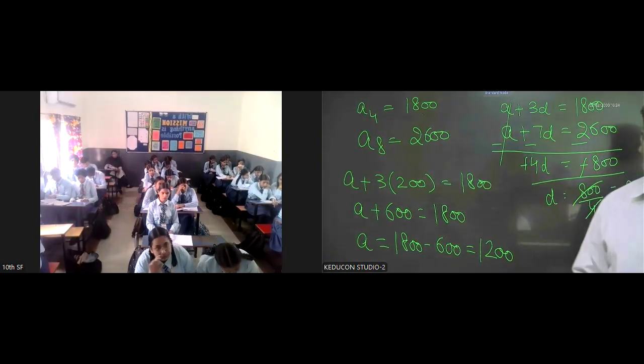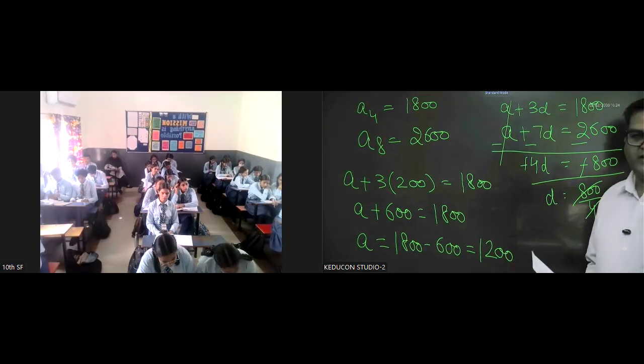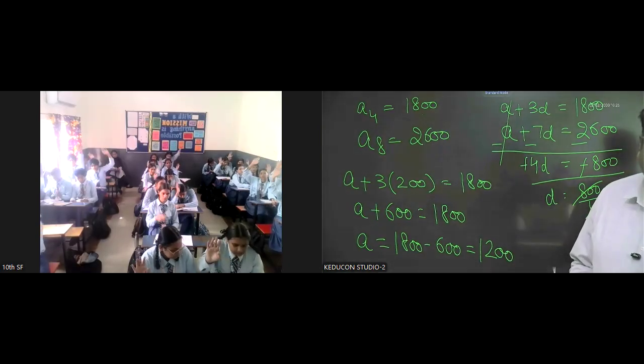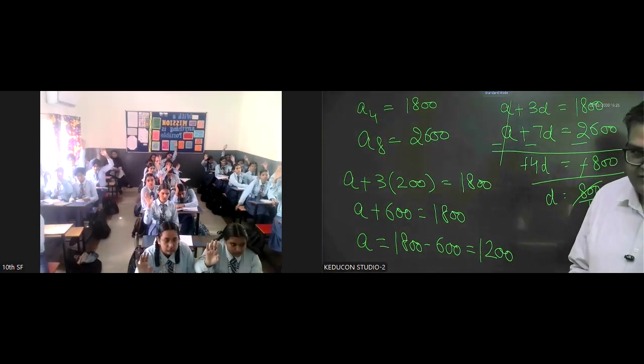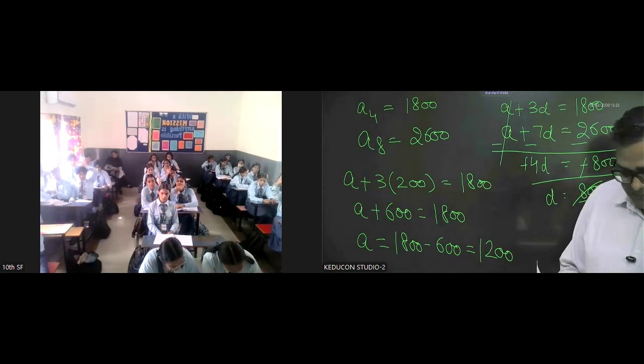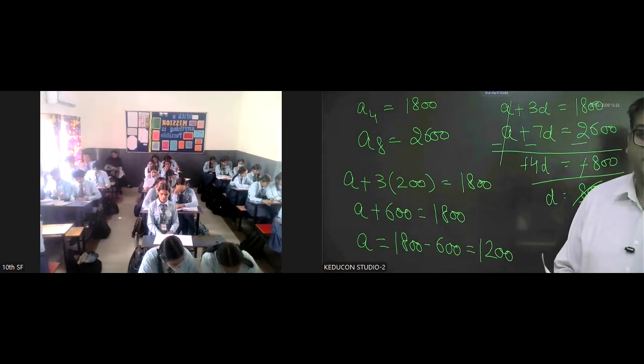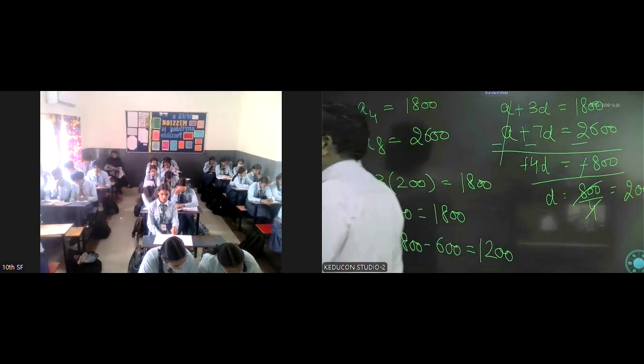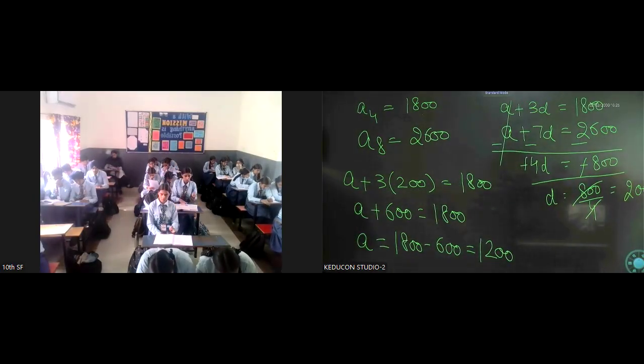If all of you have understood, please raise your hands. You have kept your mics off, beta. So this is the only way. Now please do the second part. Find the production in the 12th year. Please do it. Now you have A also, you have D also. You can do it.